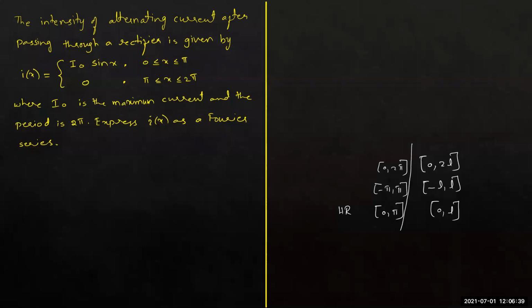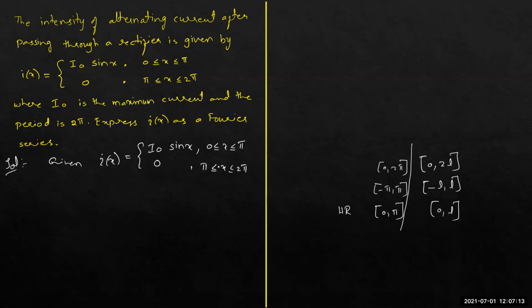Now look at the function you are given here. I'm just writing it for your convenience. Given I of x, quite frequently we use f of x to represent a function. But here you are given it as current. That's how instead of f, it is given as I here. I of x is equal to, look at the interval carefully. You are given it as I naught into sine x for the values of x between 0 and pi. And you are given it as 0 for x lying between pi and 2 pi.